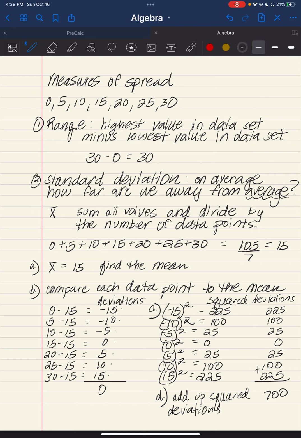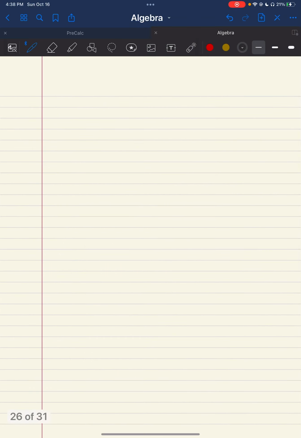Okay, so we've got steps A, B, C, and D so far. And I know it looks like a lot of messy math, but really we're not doing any difficult calculations. We just have to do it over and over and over again. All right, so let's see, next. We just added things up. That was step D. We squared the deviations, added them, so now we're on step E.